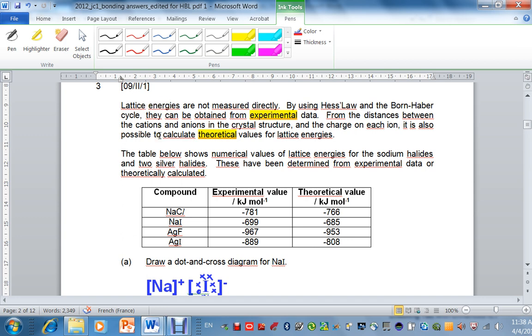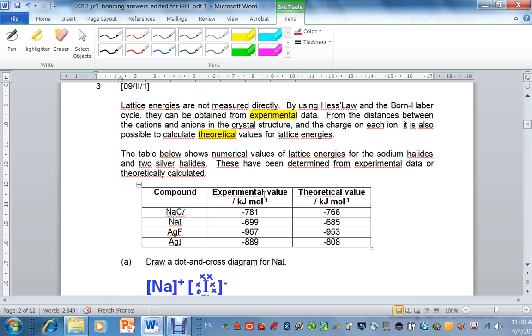In this question, you are given experimental data of lattice energy. Experimental means that an experiment was carried out to determine the value of the lattice energy. So it's really the actual value, the real value, as opposed to the theoretical value. Theoretical means that we use some formula to calculate the expected value for the lattice energy, but it may not be the real value. It's something like using the ideal gas equation to calculate the expected value for a gas, but it may not be the value that the gas exhibits in reality.